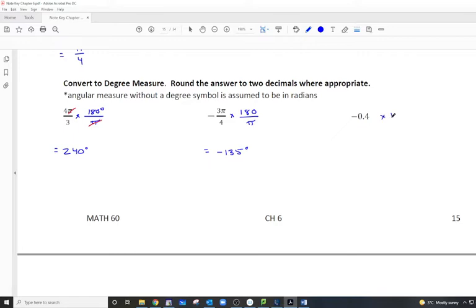And then lastly, this guy, 180 divided by pi. You're just plugging it into your calculator. So negative 0.4 times 180 divided by pi, because I couldn't get rid of the pi. So I'm giving an approximate answer. Round the answer to 2 decimals where appropriate. So approximately negative 22.92. Don't forget your degree symbol.